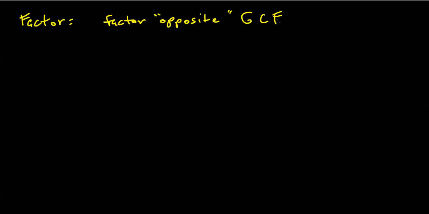Book's got a bunch of these type of problems. Factor, well, let's see. He words it like this: factor the "opposite" GCF. I'll put that in quotes because that seems kind of vague. Factor the opposite GCF from this expression here: minus 6u squared v cubed plus 8u cubed v squared. When they say factor the opposite GCF, they're really saying they want the GCF to be a negative.